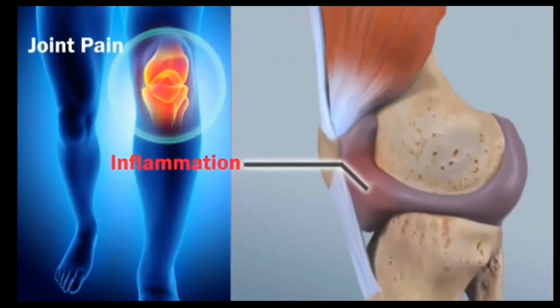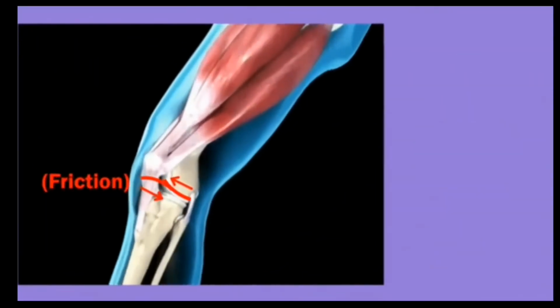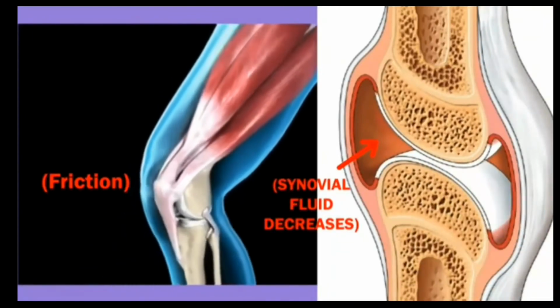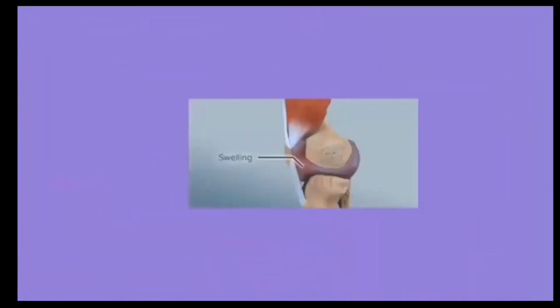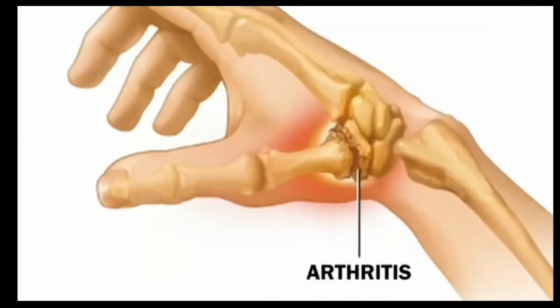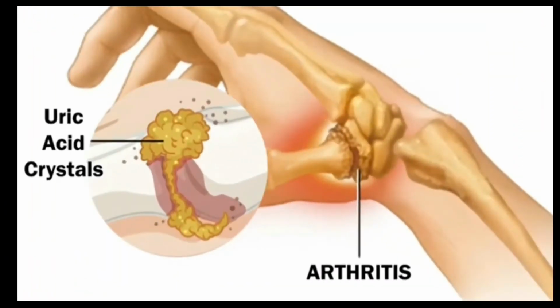You must have observed people complaining about joint pain or joint inflammation. This inflammation is generally caused by the friction between bones when the amount of synovial fluid decreases. This condition is also known as arthritis. Arthritis is also caused due to the deposition of uric acid crystals in the joint, which results in friction between bones.